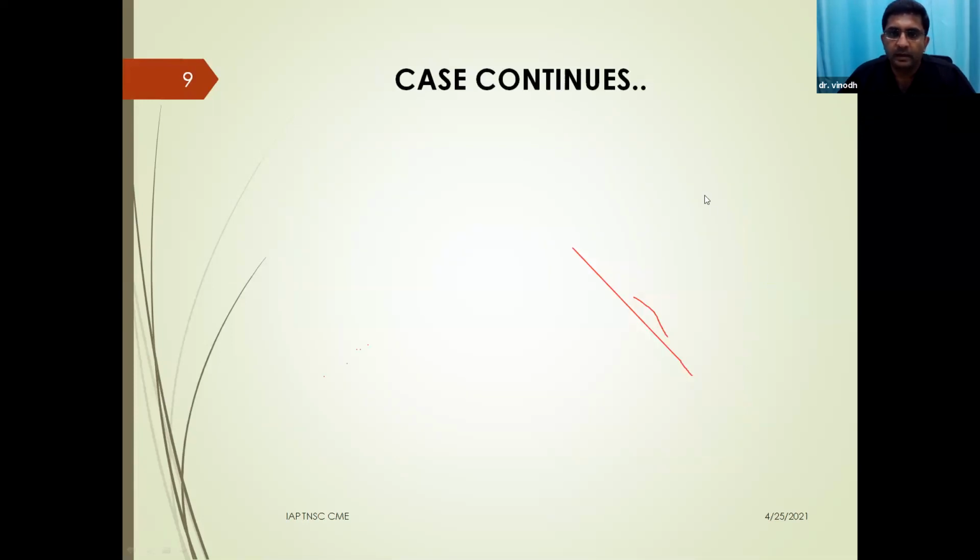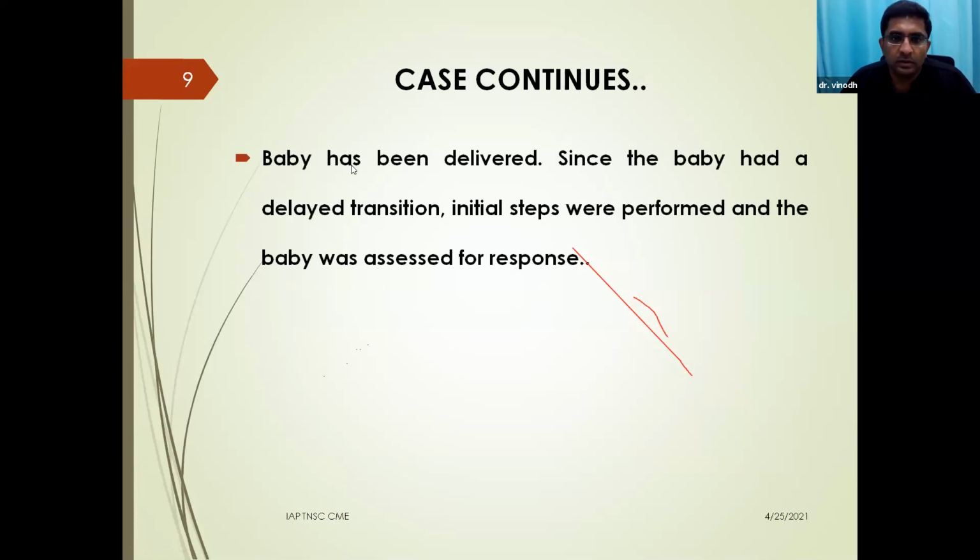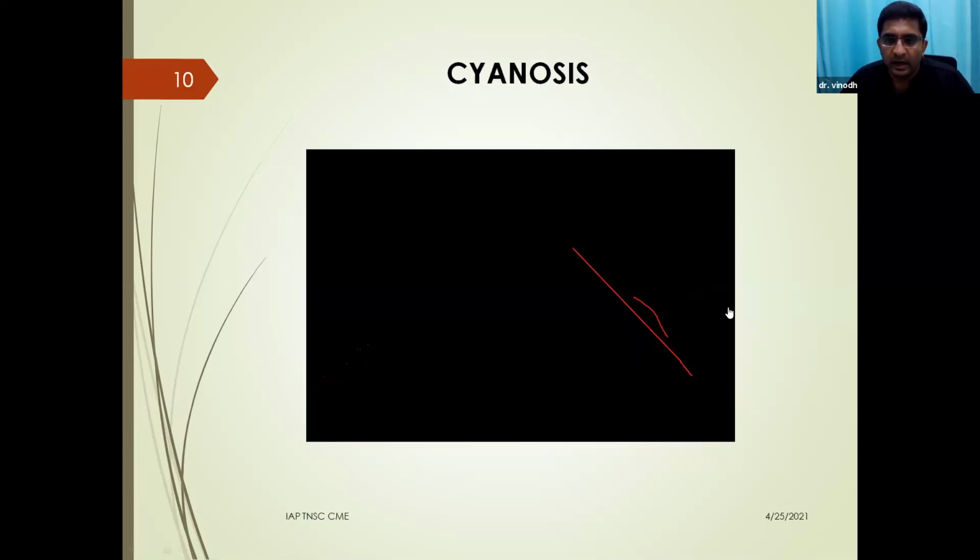So the baby has been assessed after the initial steps, that is, heart rate as well as respiratory efforts are being counted. The same thing has been given as a scenario here. Since the baby had a delayed transition, initial steps are performed and the baby was assessed for response. So how to proceed further? After the assessment, we find that the heart rate is more than 100 and the baby is having normal spontaneous respiration, but the baby is found to have cyanosis. So how to proceed with central cyanosis?